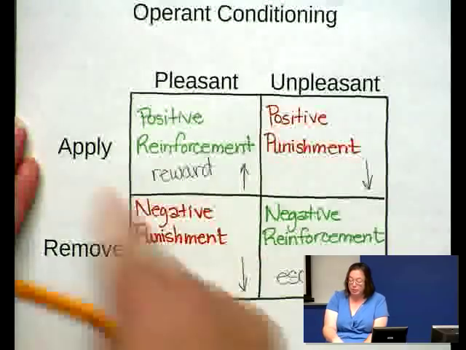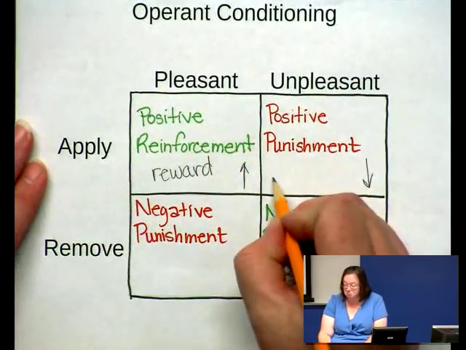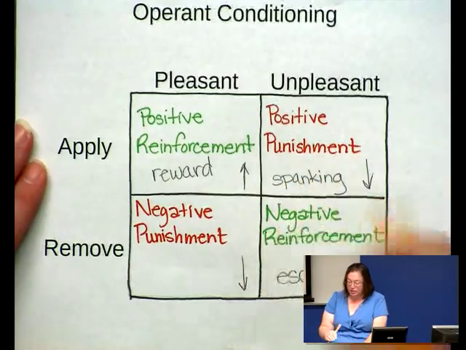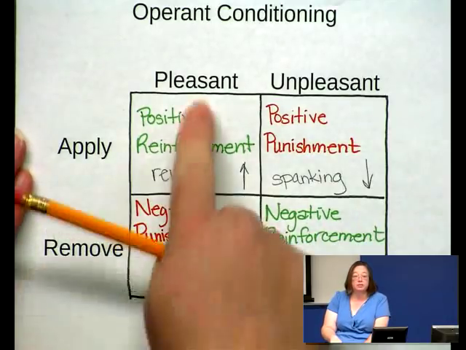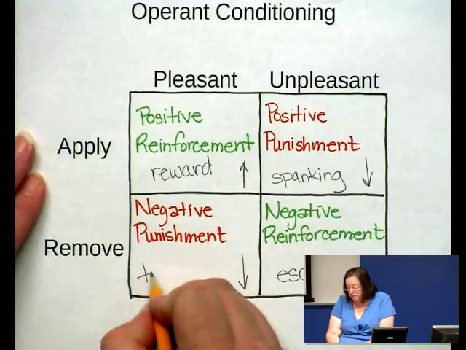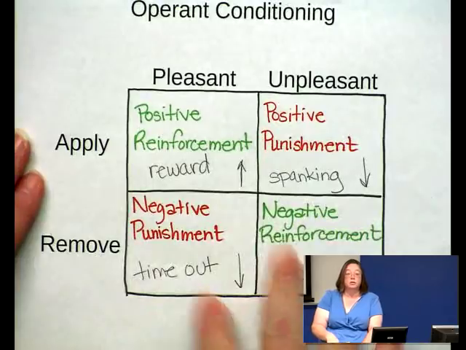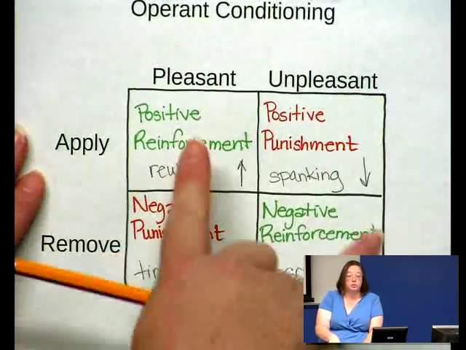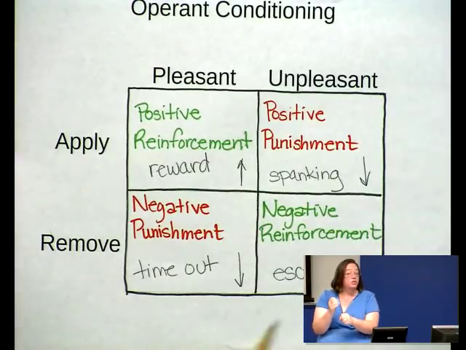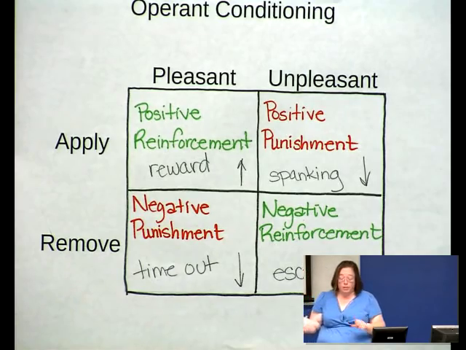Now, the two punishments: applying something unpleasant, which is positive punishment, that's like a spanking. And then removing something pleasant, which is negative punishment, that is a time out. All right. So just as a reminder, reinforcements go up, punishments go down. So when you look at the question, that's the first thing you need to figure out. Is this a reinforcement or is this a punishment? And then we can go from there.